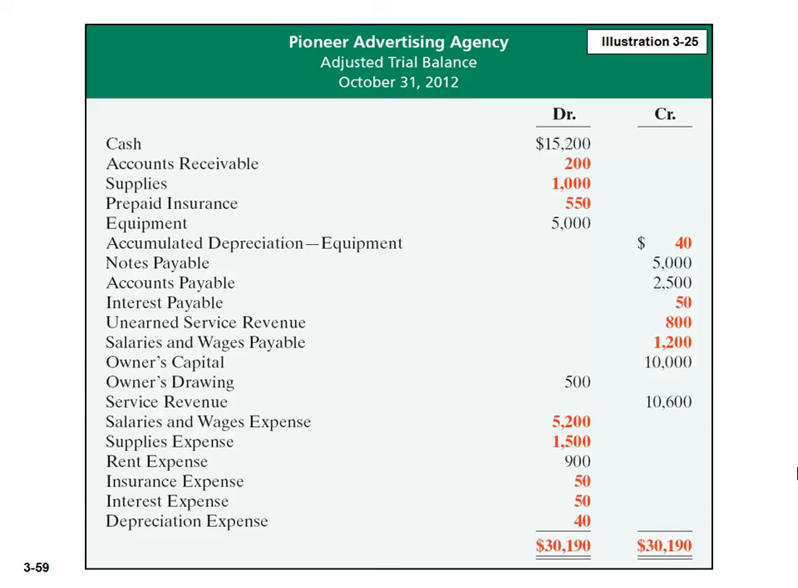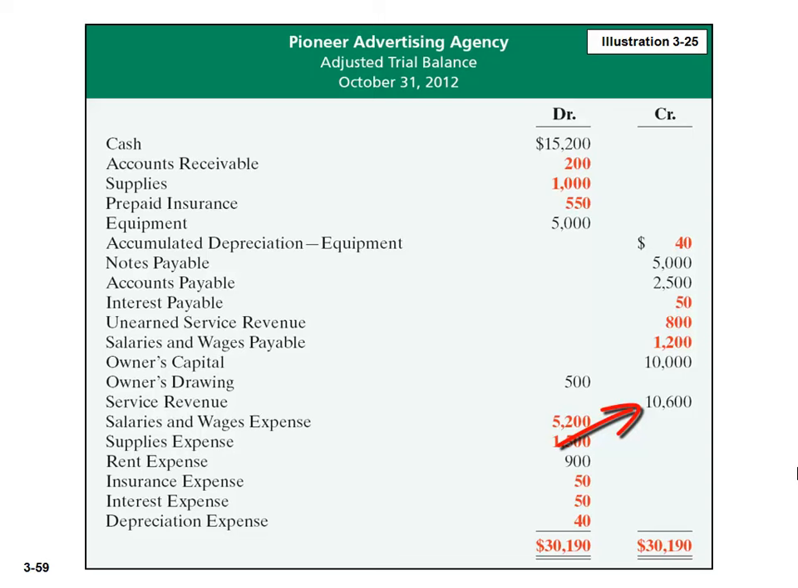Our adjusting journal entries. Number one, we booked $200 of unbilled credit sales at month end that previously had not been recorded. Our receivables went up by $200, and our sales revenue account went up by $200. Secondly, we looked at some unearned service revenue, cash paid in advance by customers, and we earned $400 of that. So our unearned service revenue account went from $1,200 credit to $800 credit, and we transferred, in effect, $400 of that into our earned service revenue account.